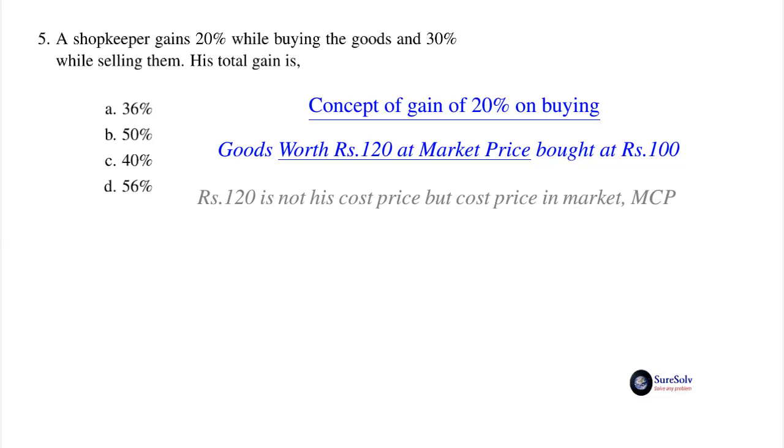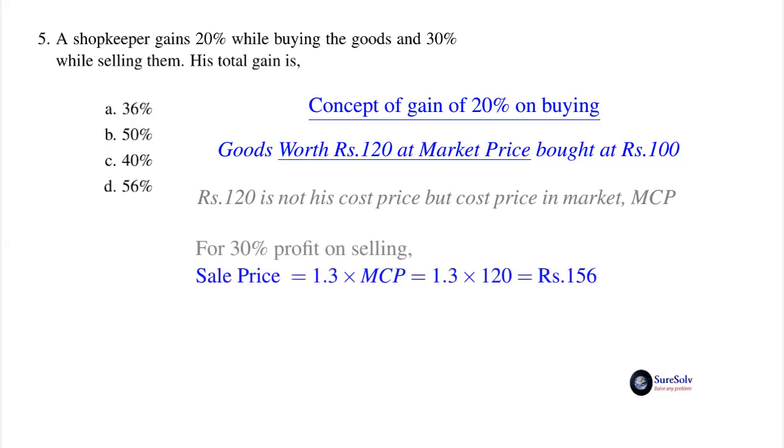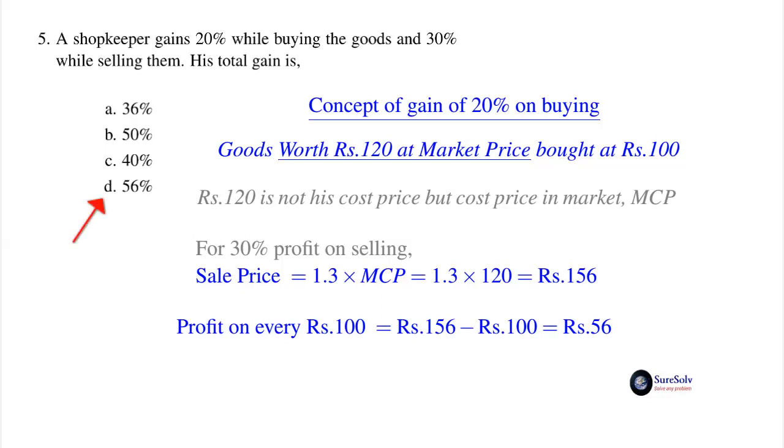For making a profit of 30% on selling with official cost price of Rs 120, the sale price must be 1.3 times Rs 120, that is Rs 156. As actual cost price of the goods worth 120 was Rs 100, overall profit for the shopkeeper would be 56%. Answer is then option D, 56%.